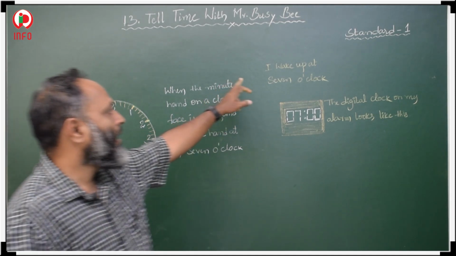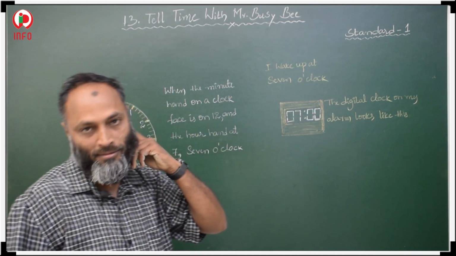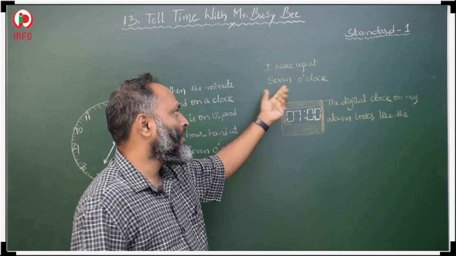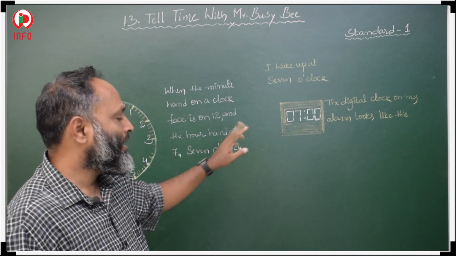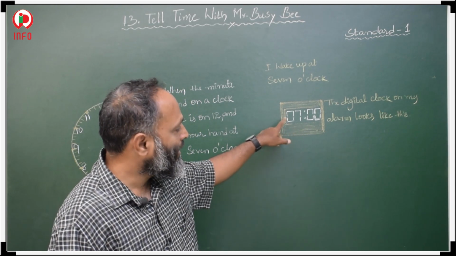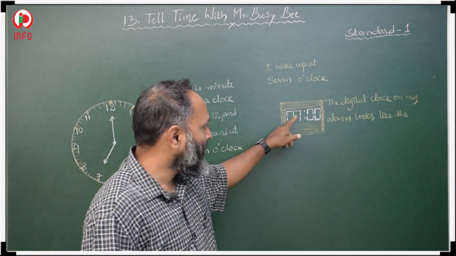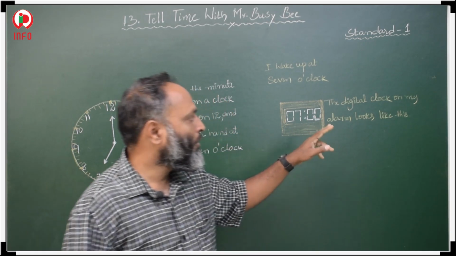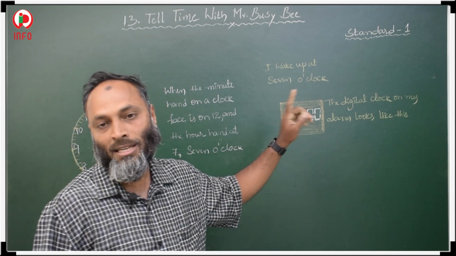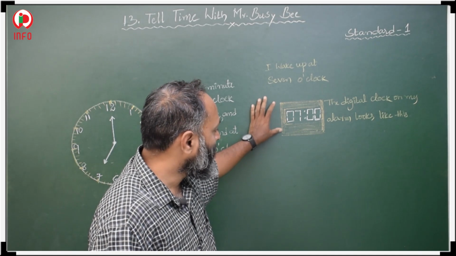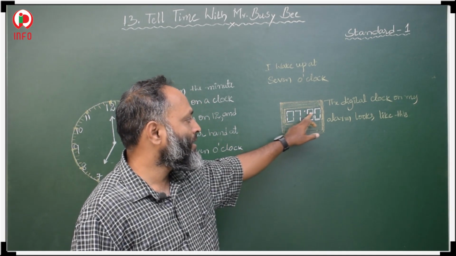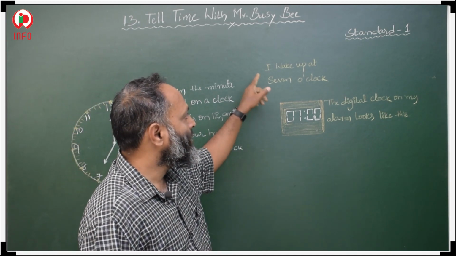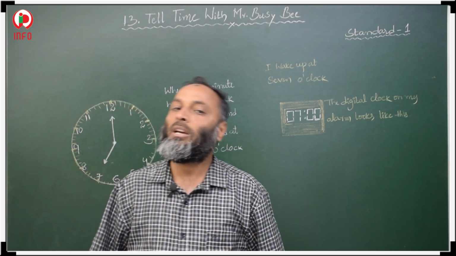Here, I wake up at 7 o'clock. Small children wake up at 7 o'clock. Then, how does a digital watch show our time? It shows 7:00, which is nothing but 7 o'clock. The alarm looks like this in a digital watch. 07:00 means 7 o'clock. Small children wake up at 7 o'clock in the morning. Okay.